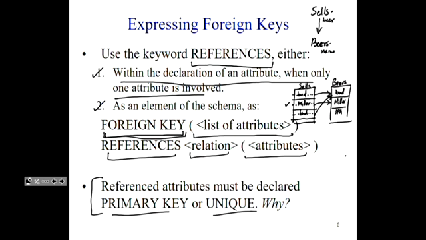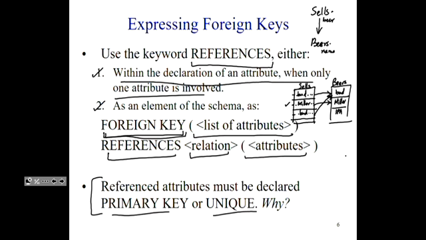Okay, so the reason why we want to ensure that this referenced attribute is a primary key or unique is so that you have a single pointer from every tuple in the referencing relation to the referenced relation. Any questions about this?